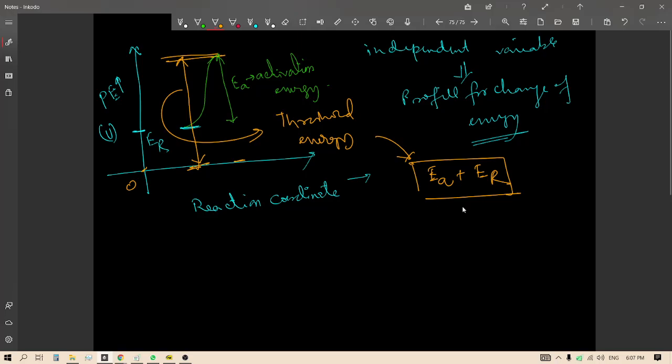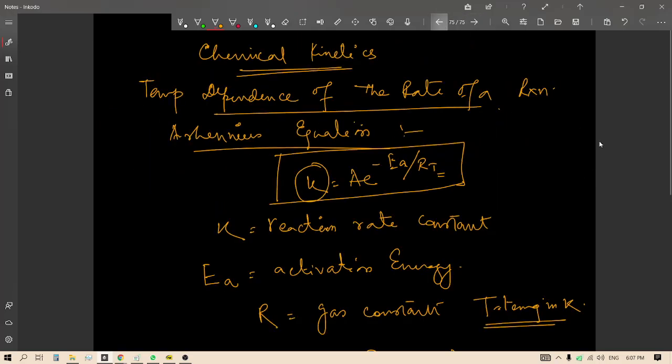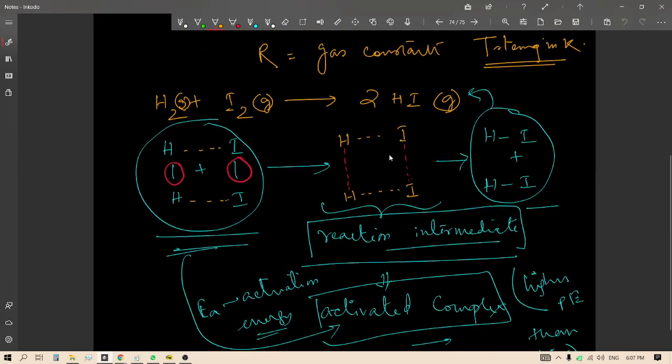Now this is the portion where the reactants have formed the activated complex. Now what happens to the activated complex? Let me go back to the previous page. The activated complex next disintegrates to form the products.